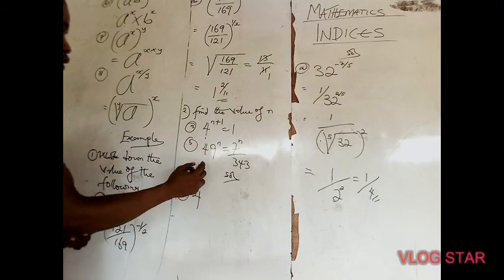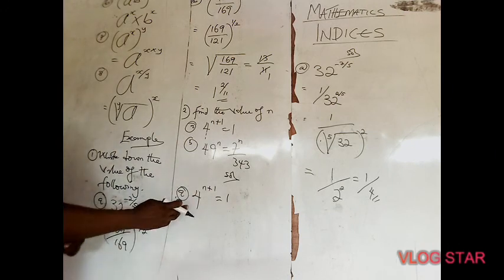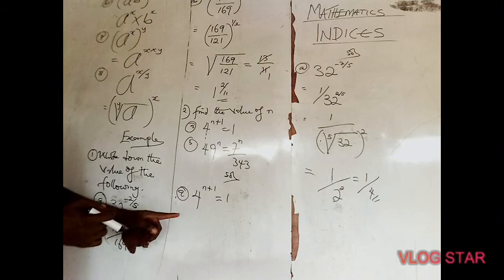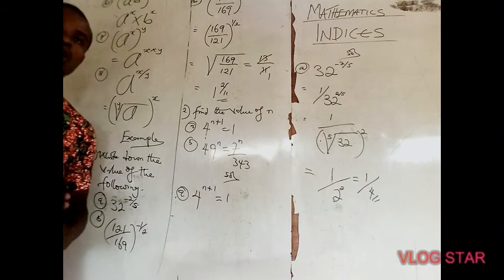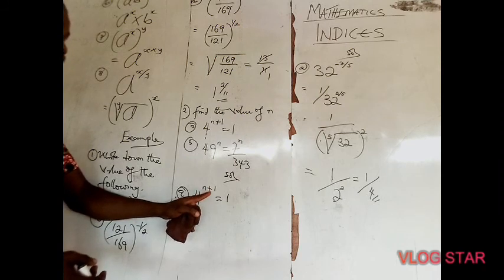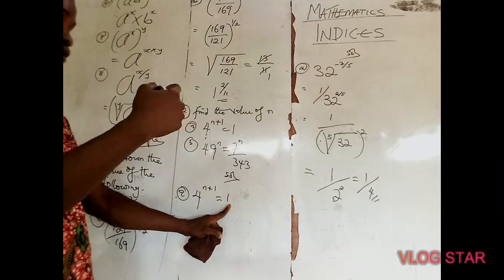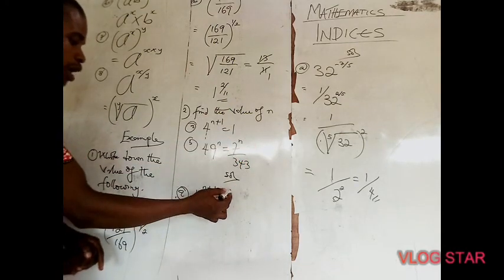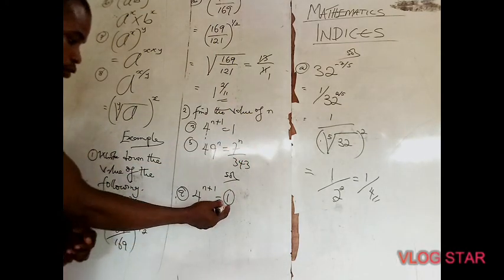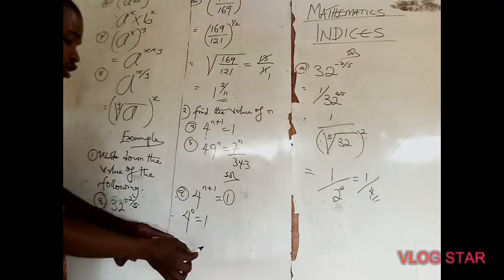A, which is 4 raised to power n plus 1 is equal to 1. So what's the least base of 4? The least base of 4 here is 2, or if you like, you can equally go with 4. According to the zero index, anything raised to power 0 will give us 1. So we should be mindful of this, that 4 raised to power 0 will still give you 1.